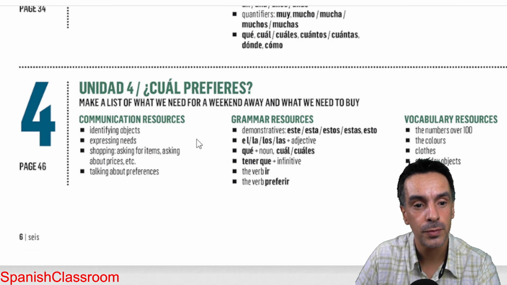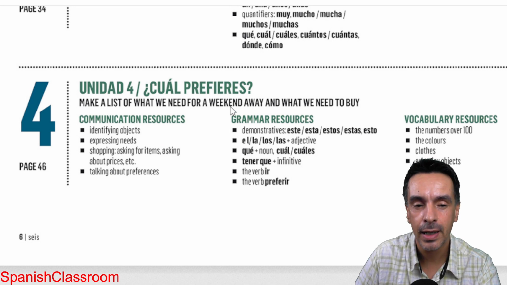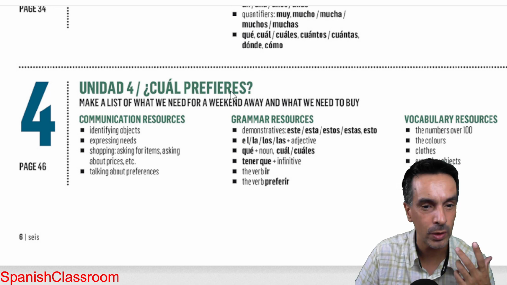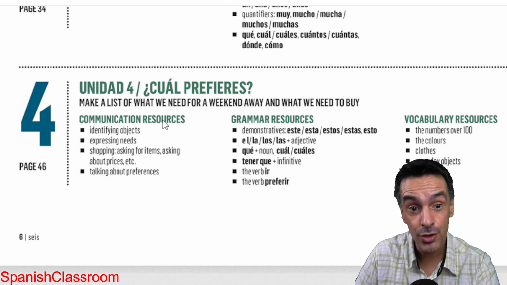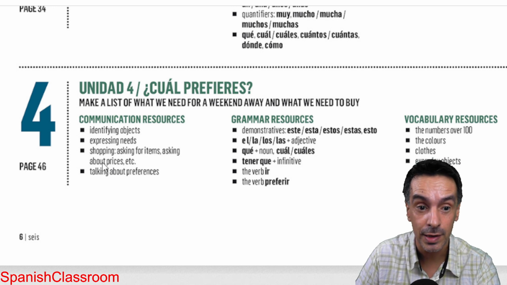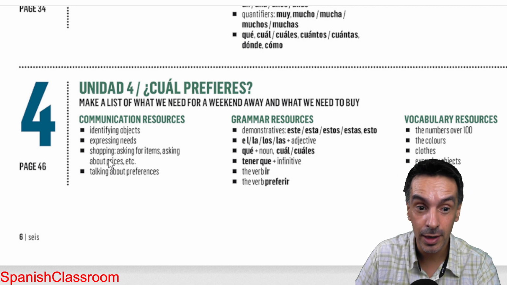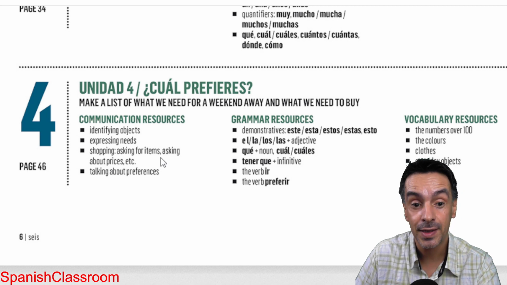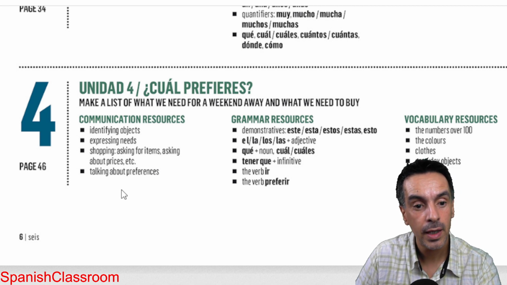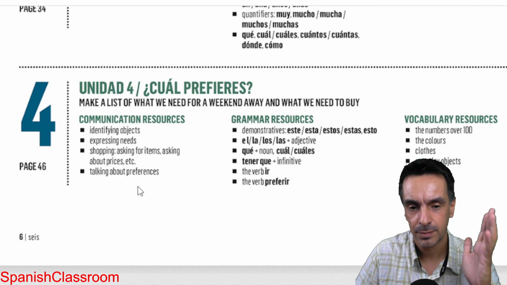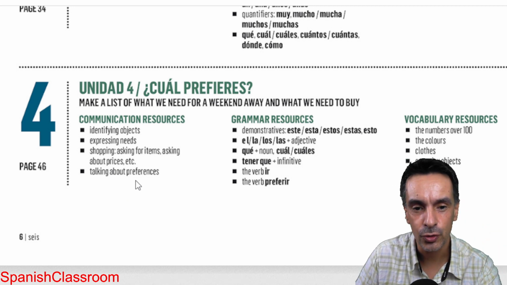And unit 4, make a list of what we need for a weekend. ¿Cuál prefieres? You can talk about preference, right? About clothing, you will learn about clothing. The communication resources will be identifying objects, expressing needs. You can go shopping, learn how to go shopping in Spanish, about the money, to know the numbers, asking for items, and talking about preference. Maybe I prefer the mountain, you prefer the beach. So it will be everything included to learn.